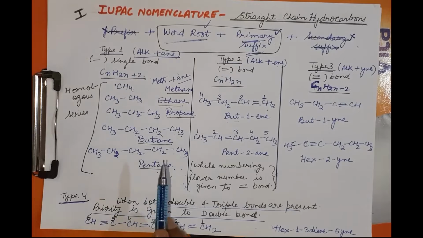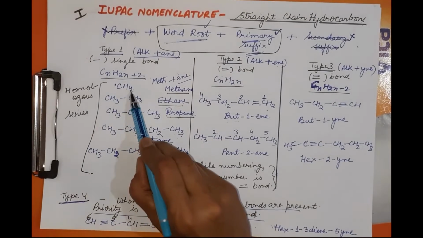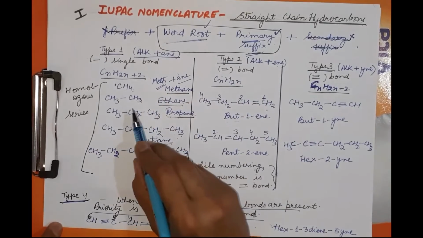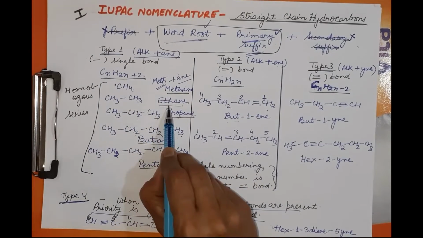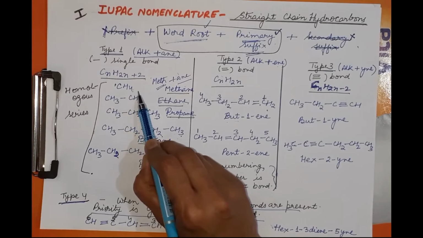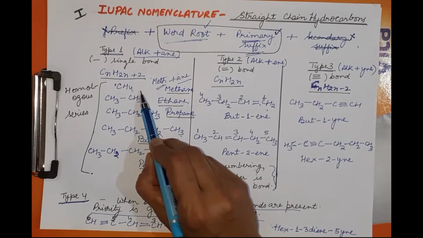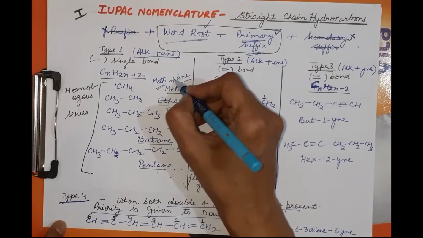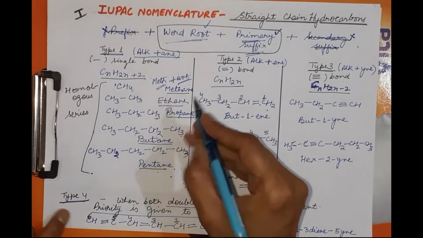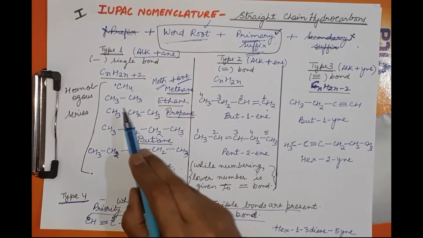So how can we give the IUPAC name to these? As we discussed in our earlier video, a one carbon atom chain is called meth, and a 2 carbon atom chain is called eth. If we see the first one, it is meth, and only single bonds are there, so ane is added for the single bond. So what will the name be? The name will be methane.